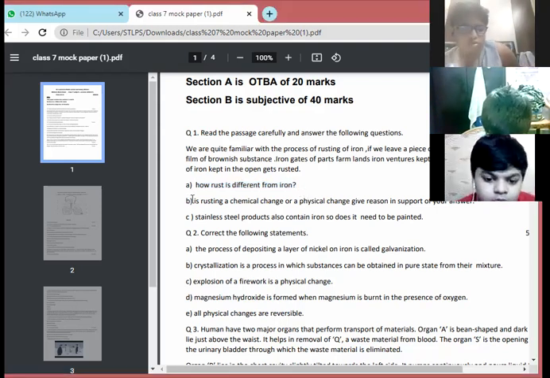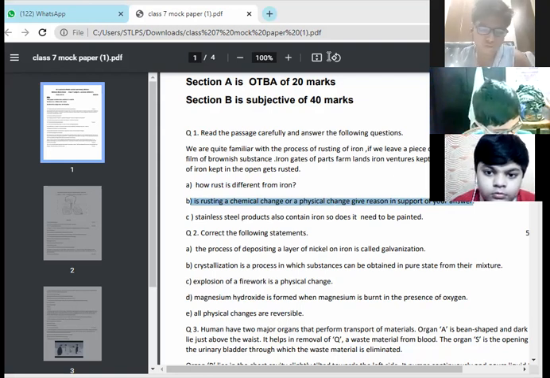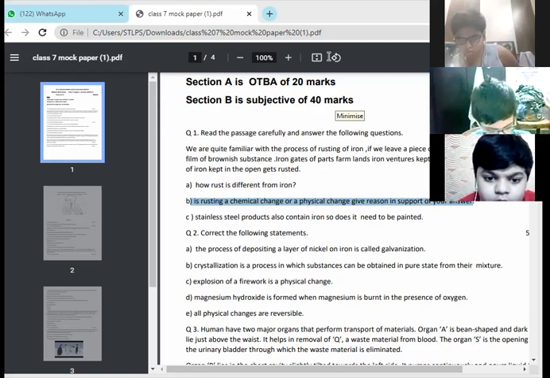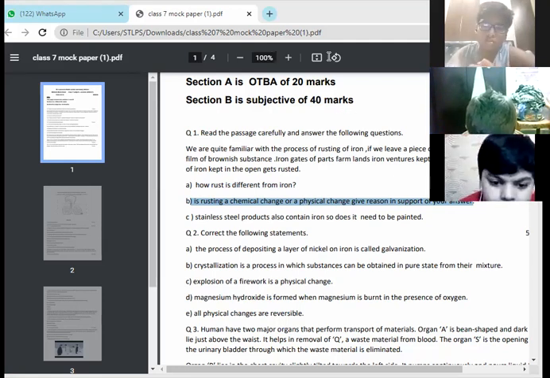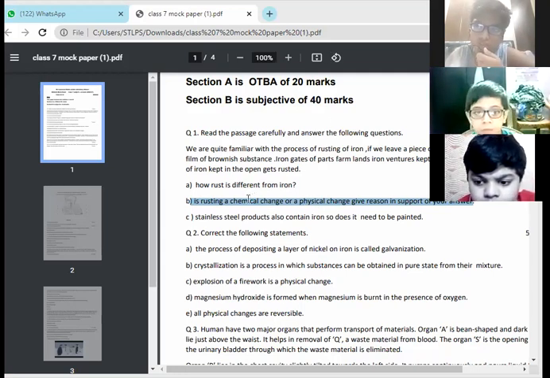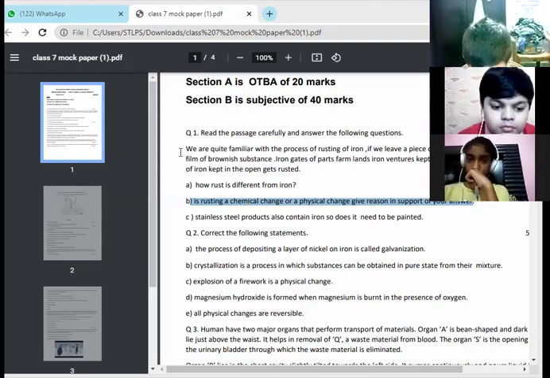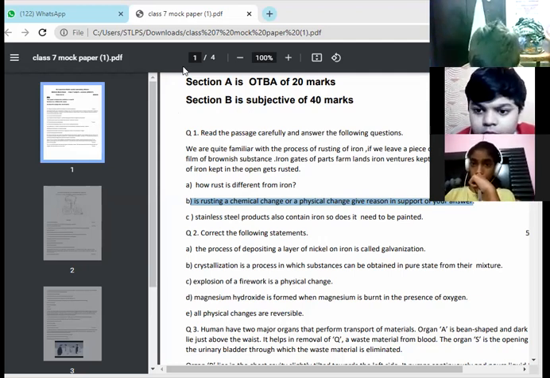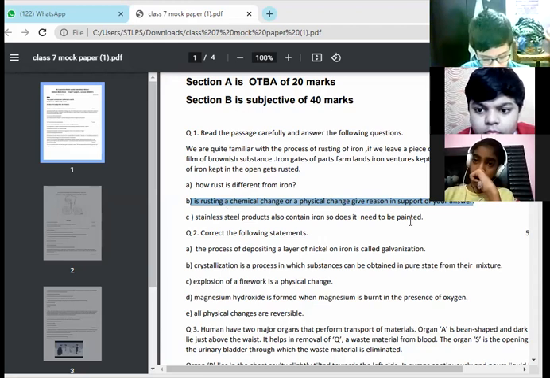Next question. Is rusting a chemical change or a physical change? Kindly raise your hand. Is it a chemical or a physical change? Lavish, you know the answer? Yes, ma'am, rusting is a chemical change. Very good. Why is it a chemical change? What happens in a chemical change? What is formed here? A new substance is formed. A new substance with different properties has been formed. That's enough to write down.